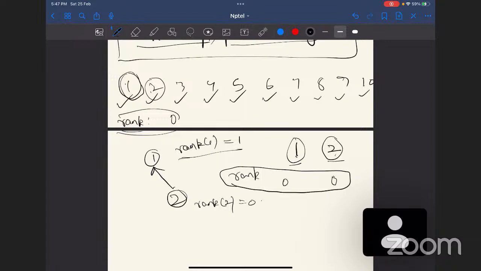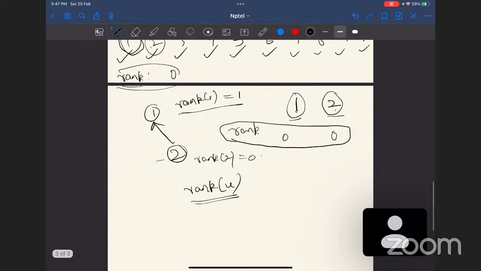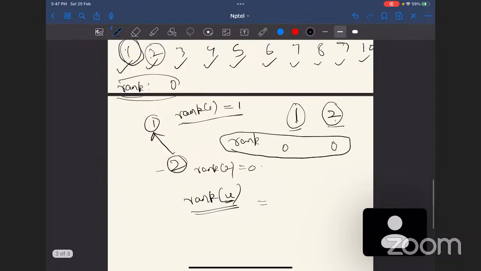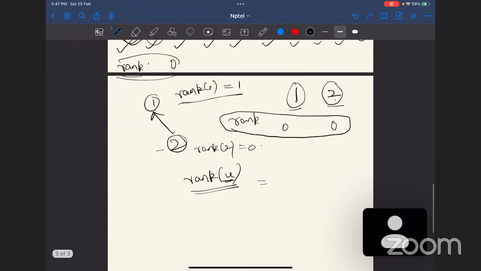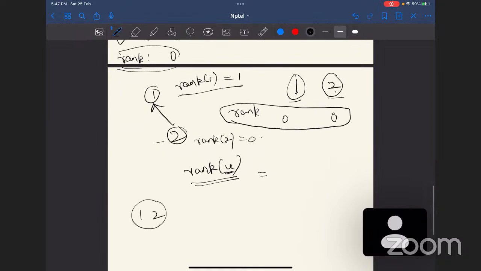So what does rank mean? Rank means how many vertices are connected. So rank of u is defined as how many vertices are directly connected with u. Okay. So this is how we perform the operation. Let's say now 1 and 2 are connected. 3, 4, 5, 6, 7, 8, 9, 10. We have these vertices left.